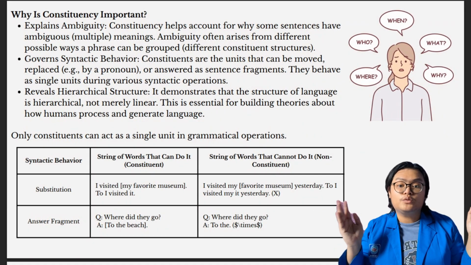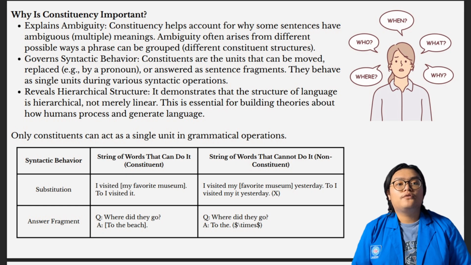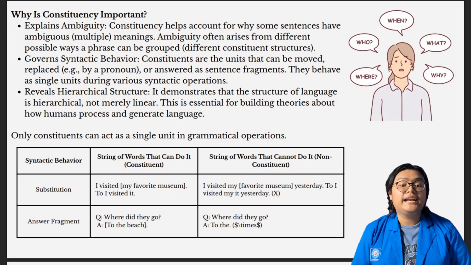Why is constituency important? So first, it explains ambiguity. Constituency helps account for why some sentences have ambiguous or multiple meanings. Ambiguity often arises from different possible ways a phrase can be grouped, or different constituent structures. Two, it governs syntactic behavior. Constituents are the units that can be moved or replaced, for example by a pronoun, or answer as sentence fragments. They behave as single units during various syntactic operations.